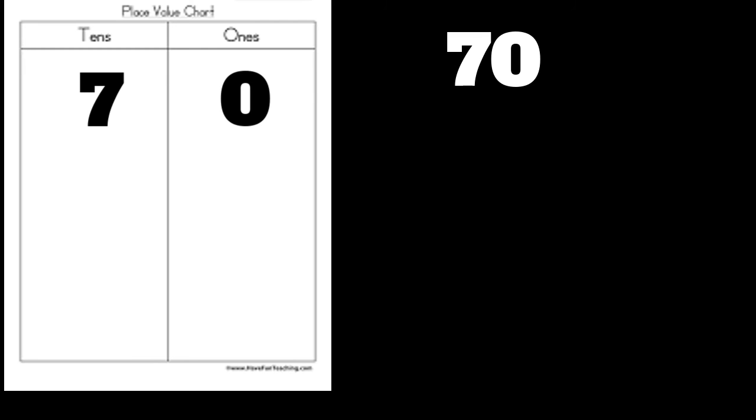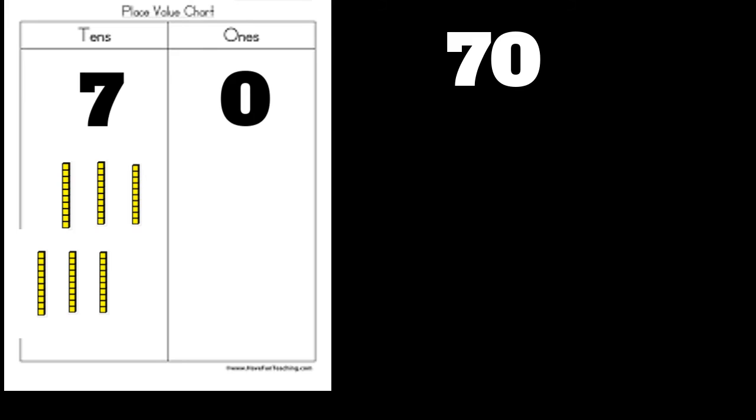So here comes the challenging part. Can you represent the number 70 using base 10 blocks? I know since I need to show 7 tens, I need 7 base 10 blocks. So 10, 20, 30, 40, 50, 60, 70. 7 base 10 blocks, or 7 tens, is the same as 70.